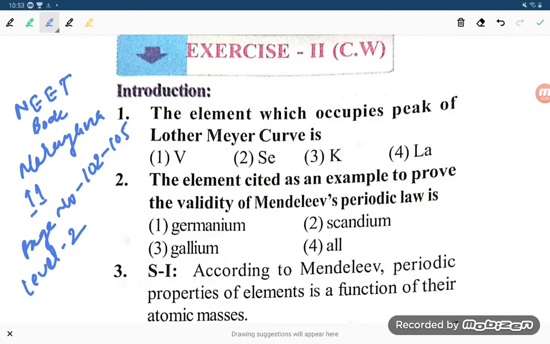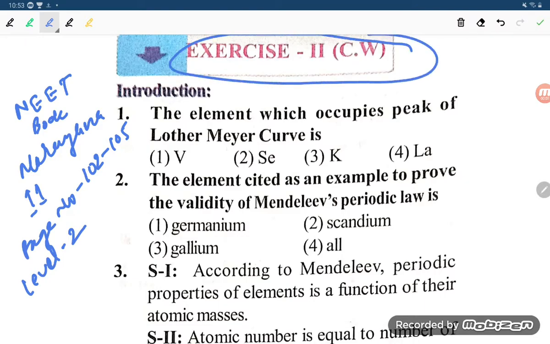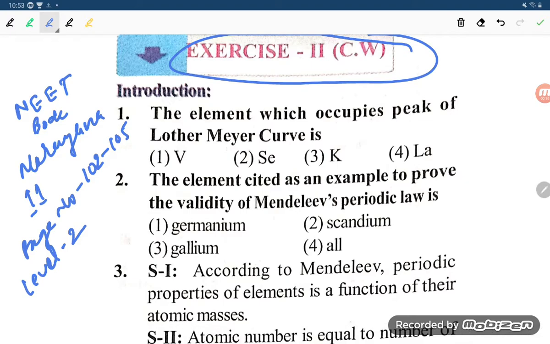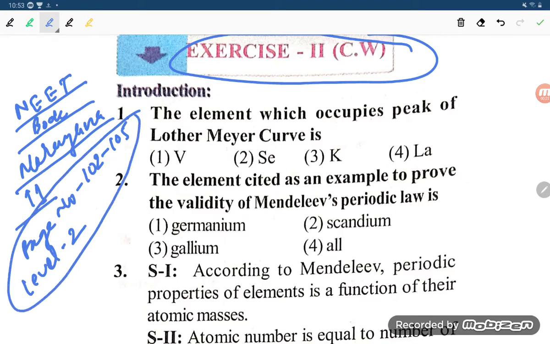Hello students, today we are going to solve the level 2 problems from the Narayana NEET book, Grade 11. The chapter is Periodic Classification of Elements and Periodicity in Properties. We have taken pages 102 to 105, the level 2 exercise. Level 1 is already posted, which you can watch there. Today we are going to do level 2.